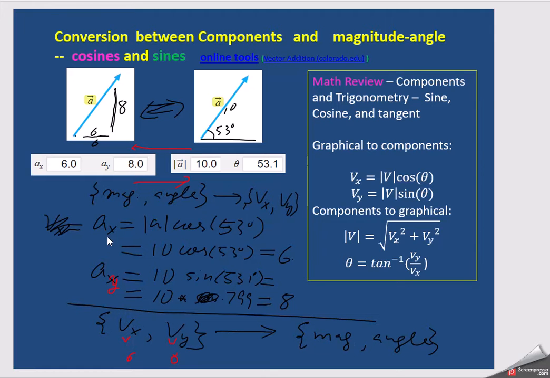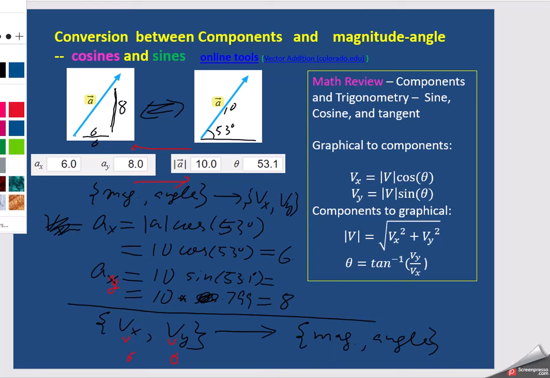So now, X and Y components. To get the X component, you simply multiply the magnitude times the cosine of 53 degrees. On the right hand side, everything is known. Just do the computation and you get V_x, the X component.